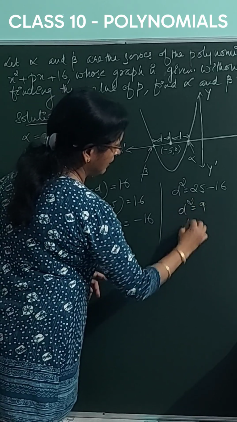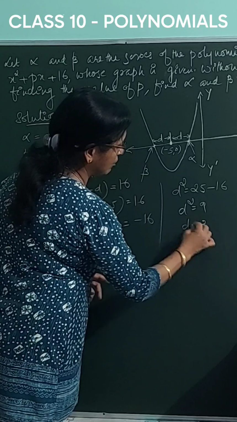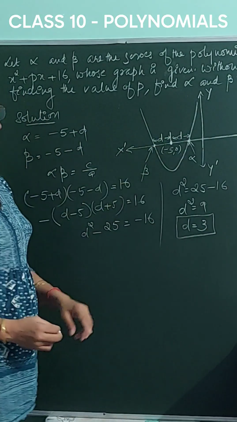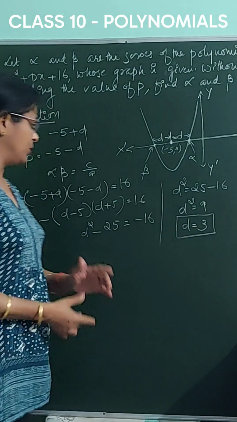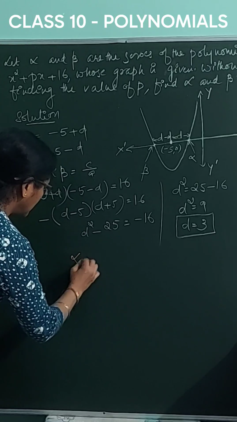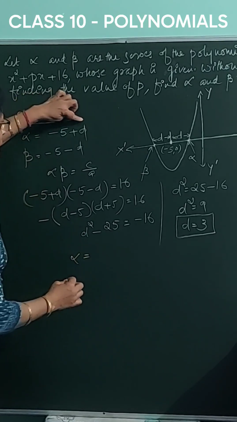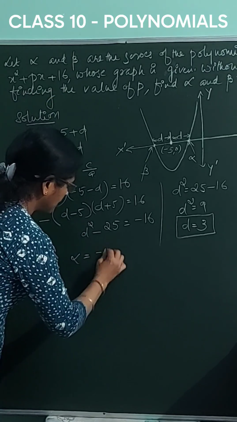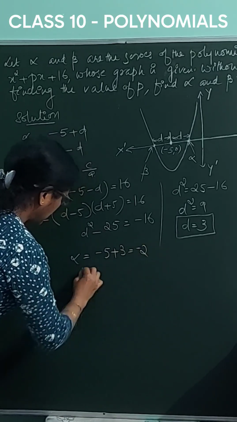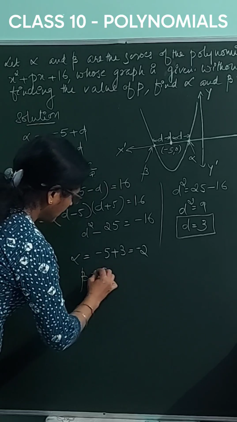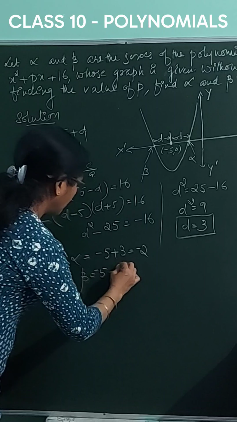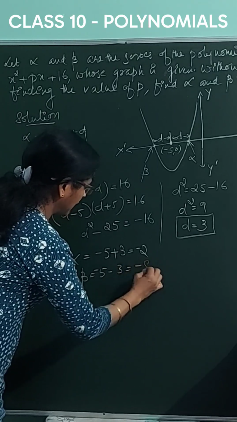And d will be plus minus 3. But I am taking only positive 3 since d is the distance. So we are taking only the positive value. So since d is 3, we can have our roots. Alpha will be minus 5 plus d, that is minus 5 plus 3, which is equal to minus 2, and beta will be minus 5 minus d, that is negative 5 minus 3, which will be negative 8.